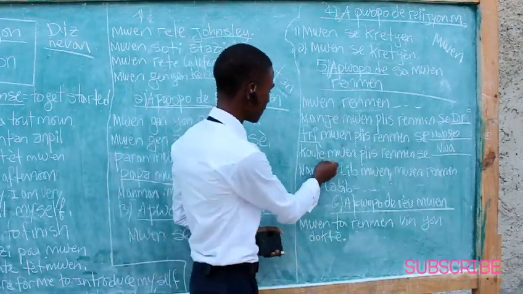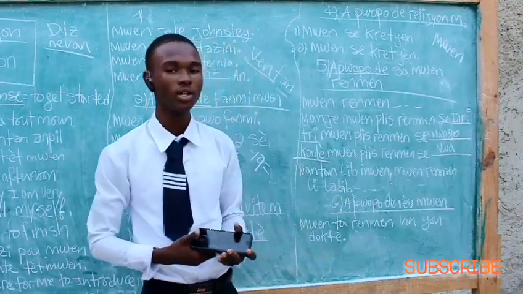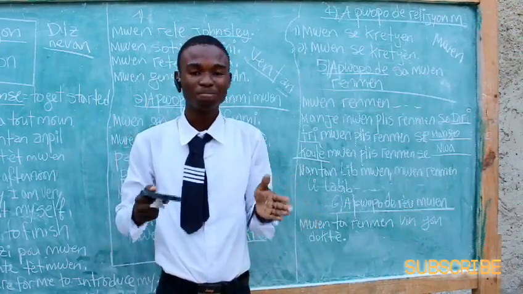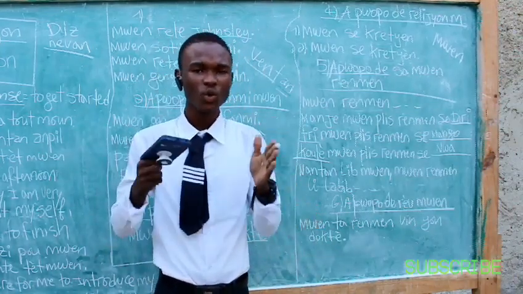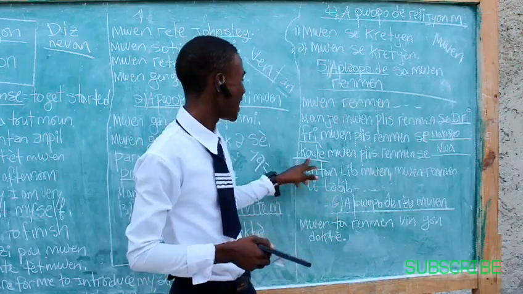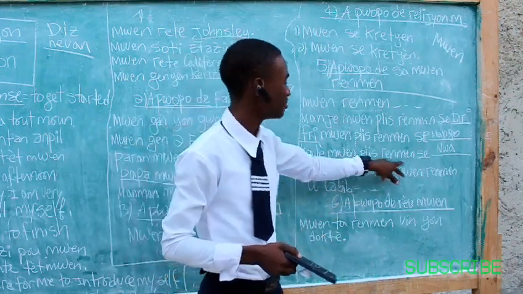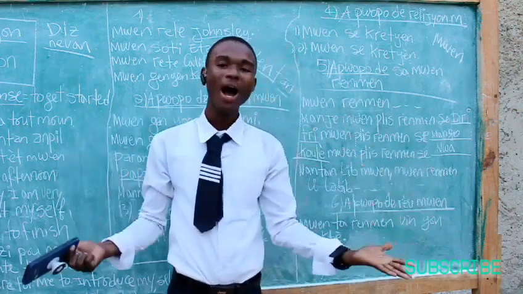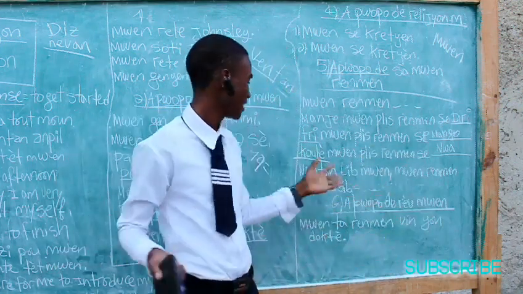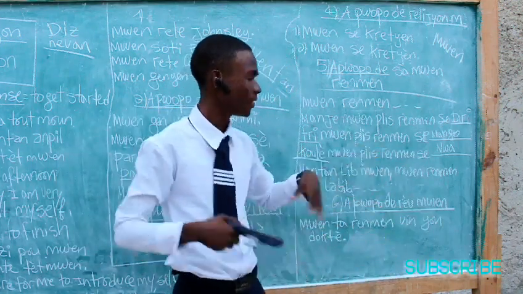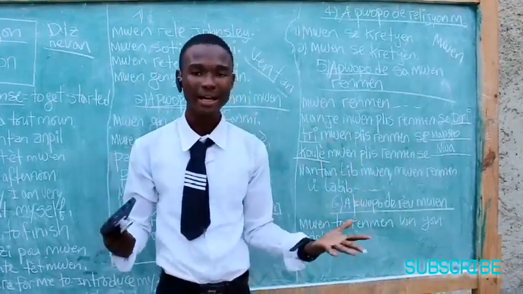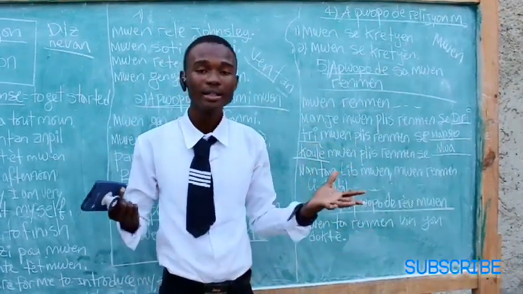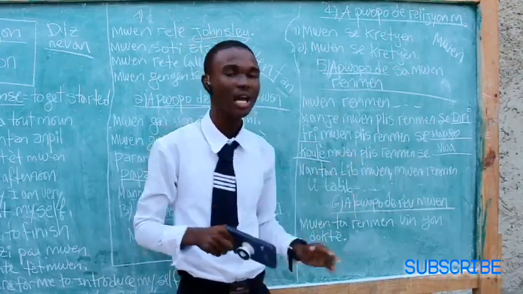And now we're going to talk about color. So color in Creole is couleur. Couleur moi plus remé, c'est noir. So noir means black. Couleur moi plus remé, c'est noir. My favorite color is black. So if I like white, I can say couleur moi plus remé c'est blanc.